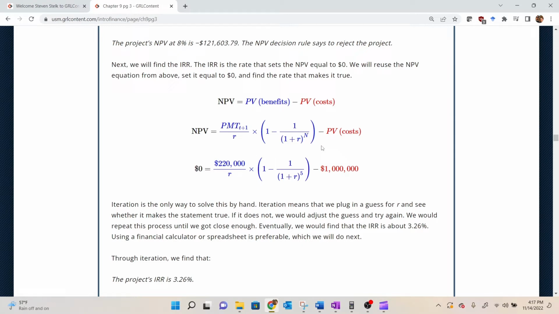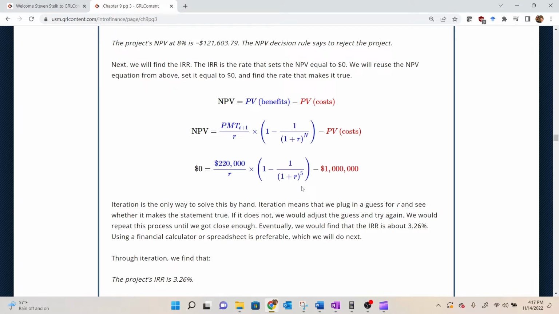So we would set up the same net present value equation, set the NPV equal to 0, and then find the rate that makes this statement true. Now here's why I'm going to skip past the formula solution and just go straight to the calculator to solve for this. And that's because there is no way to solve for this with algebra. You're not going to solve for R. You're not going to get it by itself. The only thing you can do is an iterative method.